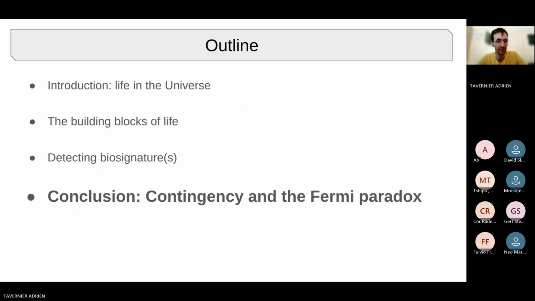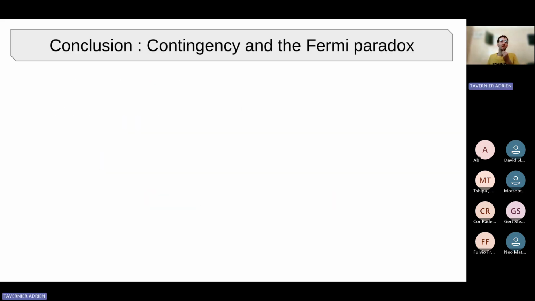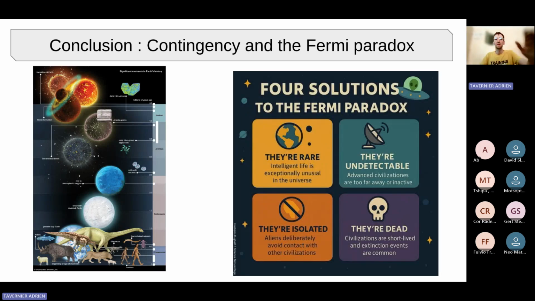So to finish, conclusion, contingency and the Fermi paradox. Contingency is a way to balance the fact that if we consider the universal laws of physics, the building blocks of life are widespread in space. Normally we would have to say that life has to emerge naturally, let's say, in the Milky Way and in the universe. But then there is a counterpart: contingency considers not only the universal laws of physics or chemistry, but also the natural history, all the steps that allowed life to appear on Earth.